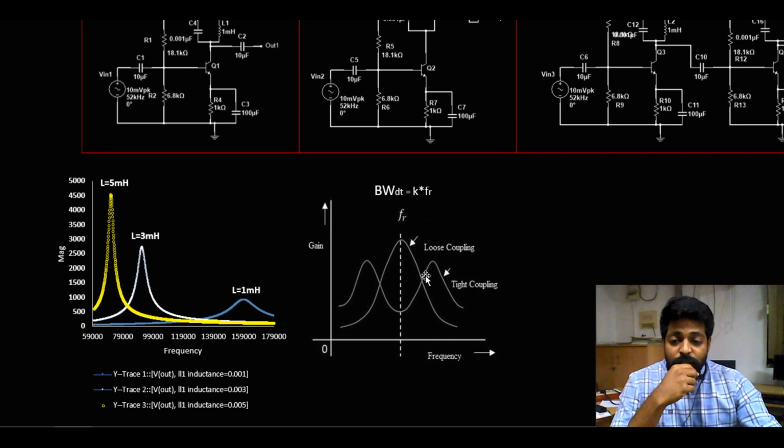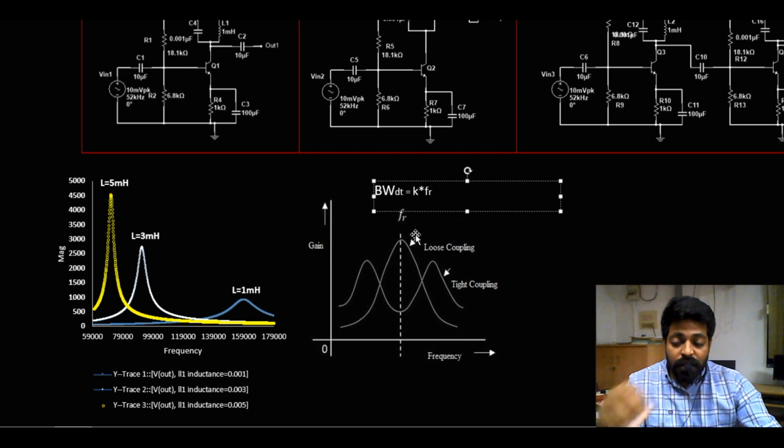So the position of these peaks will be nearer to the center frequency or far away from the center frequency, depending upon the K value. As the K value increases, the bandwidth will increase. If the K value is small, like 0.001, the bandwidth will be small. If the K value increases, the peaks will move far away, so the bandwidth will be increased.